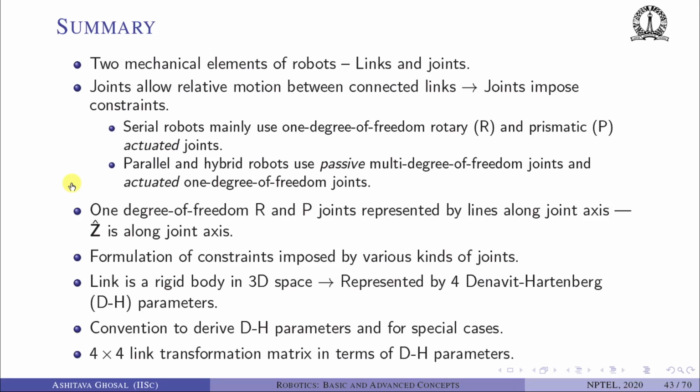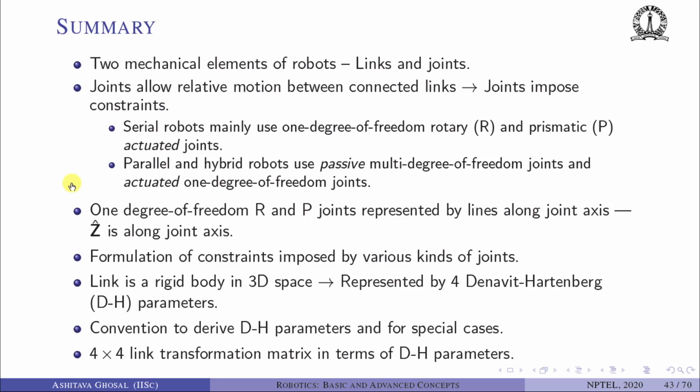To recapitulate, in the previous lecture, I had showed you that there are two main mechanical elements of a robot, the links and joints. A joint allows relative motion between the connected links, or another way of saying a joint imposes constraints. So a rotary joint allows relative rotation between two links, or another way of saying that, from the 6 degrees of freedom of the second link, there are 5 constraints which are imposed by the rotary joint.